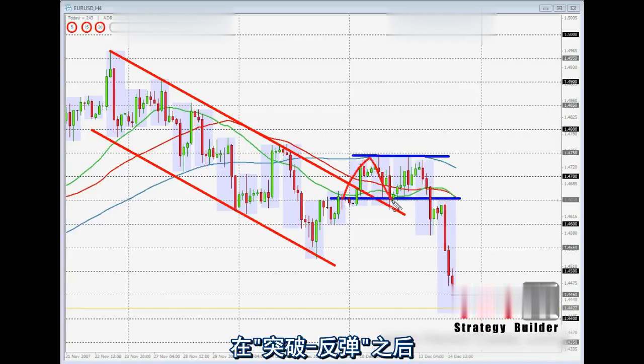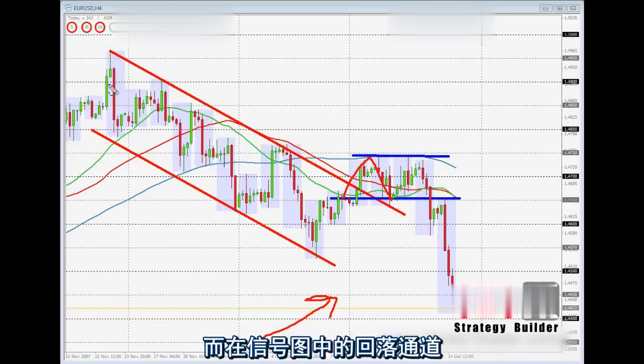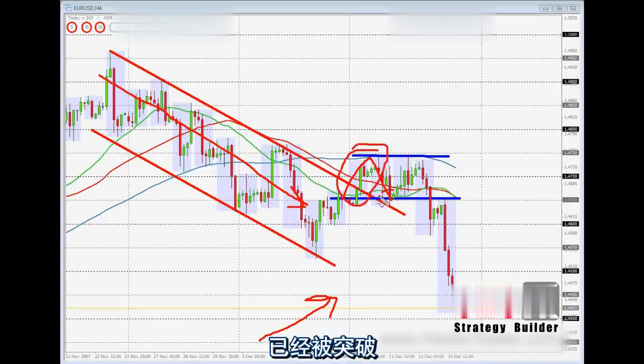Upon this breakout and pullback, it was time for the bulls to begin to show up in this market. The trend was clearly up in the setup chart. Moreover, the retracement channel in the trigger chart had been broken and had been retested from above. It was time for the bulls to either show up or die.